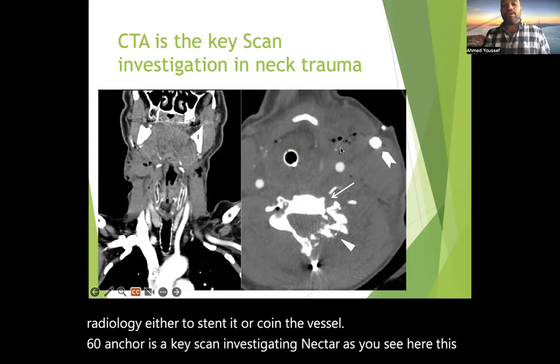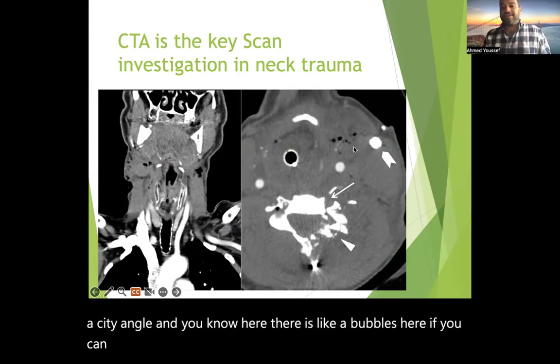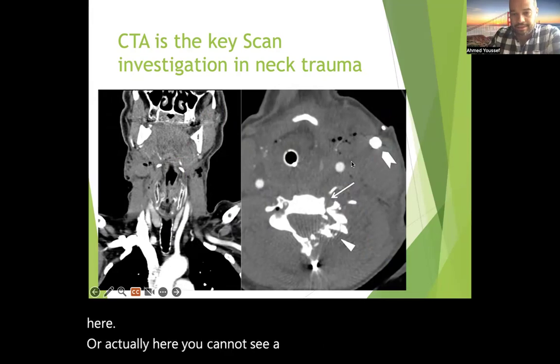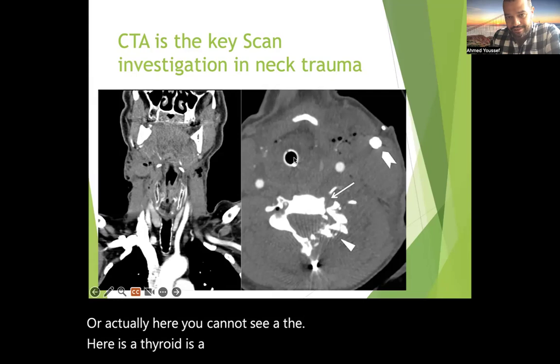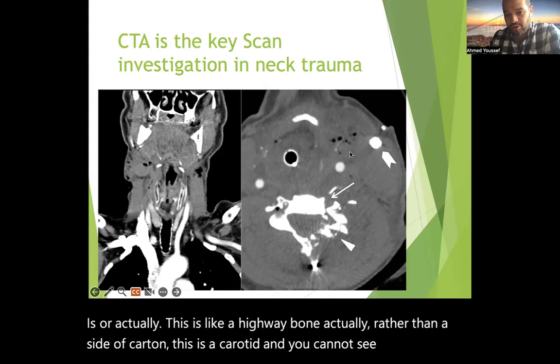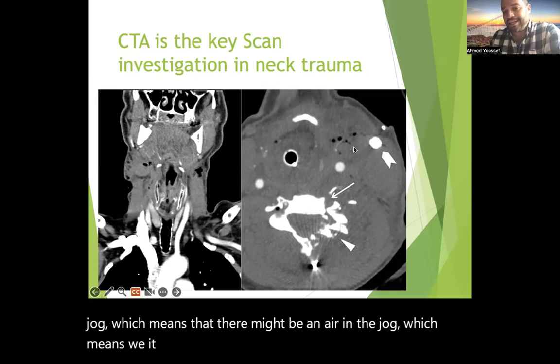This is a CT angio, and here there are bubbles. It's not very clear. Here is the thyroid cartilage, or actually this is the hyoid bone rather than the thyroid cartilage. This is the carotid, and you cannot see the jugular very well here, which means that there might be an injury to the jugular. This is an expanding hematoma.